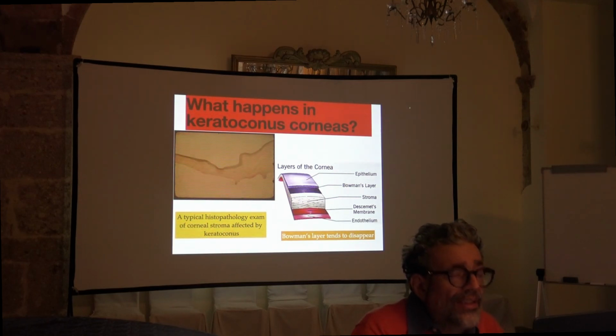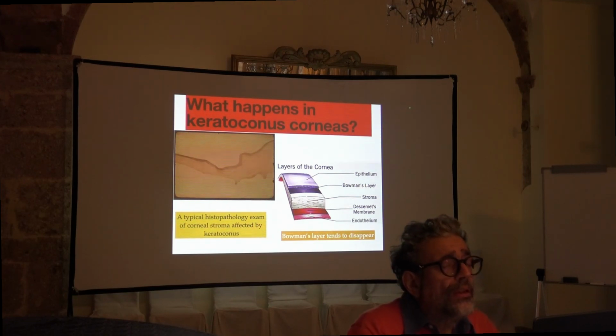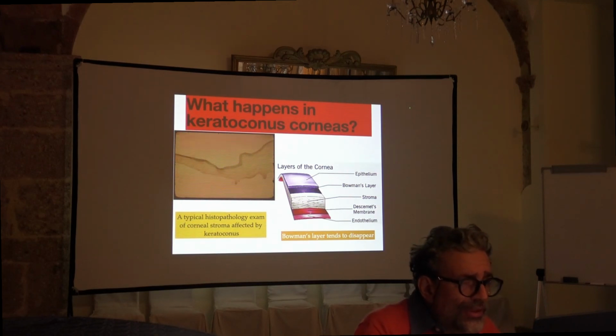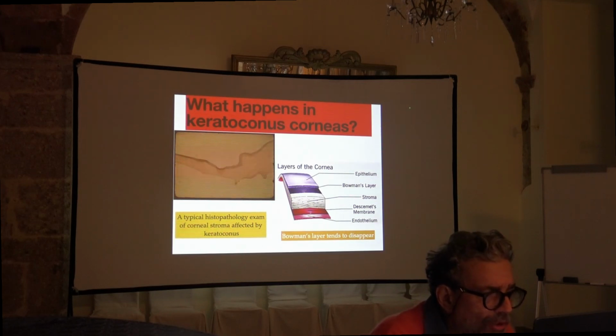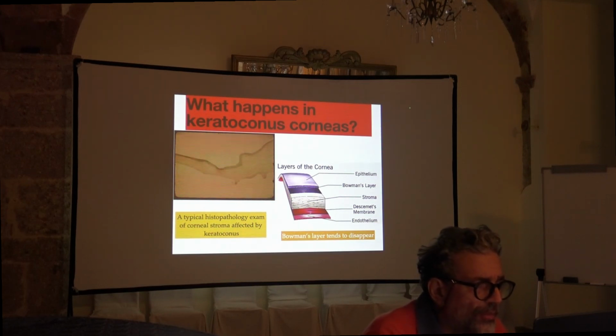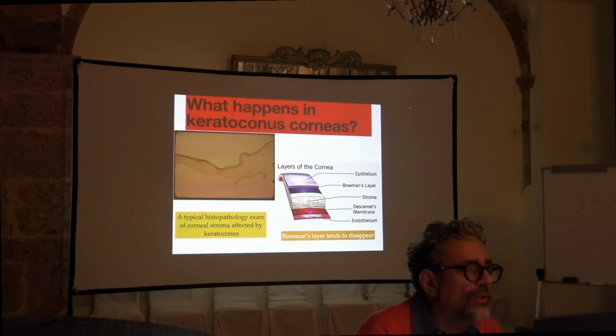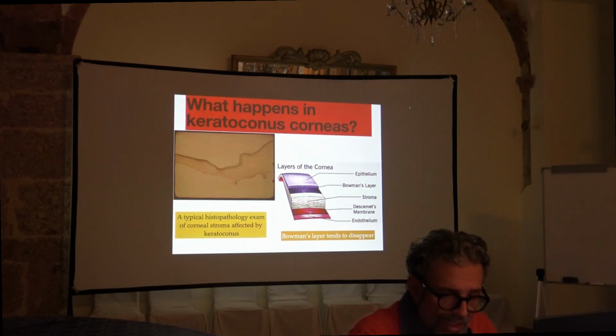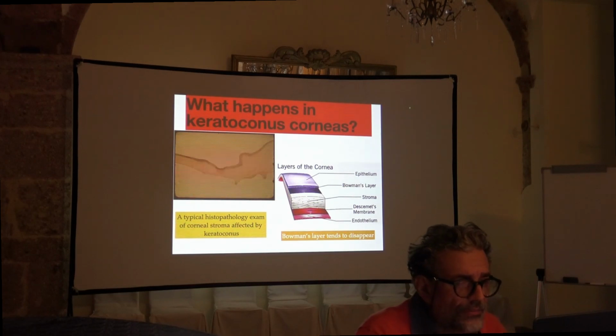The eye is a nervous tissue. The number of cells with which you are born will remain always the same during all your life. Now, if you want to understand why the vision is so complicated, look at the typical histopathology exam of corneal stroma affected by keratoconus. Imagine what light is doing passing through this chaotic structure. Okay?